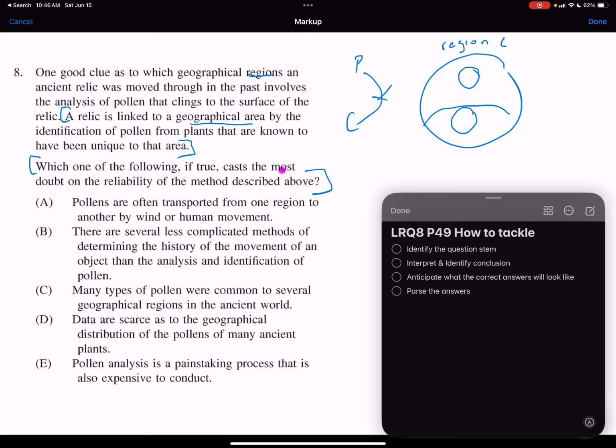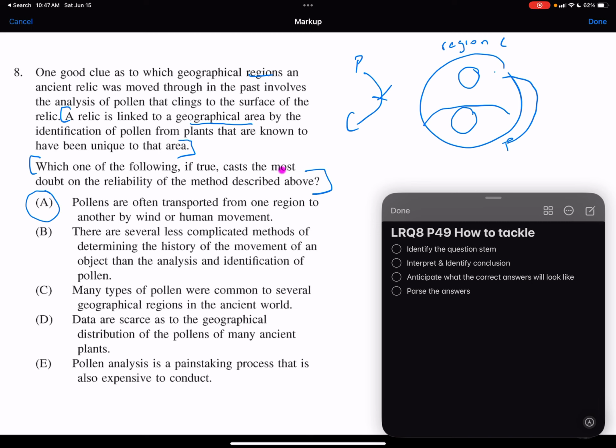Now, what if the pollen here, and we're doing our anticipation, moved from south circle by trade or whatnot to north circle and clung on to an artifact in northern circle? Scientists today would be looking at that northern artifact thinking that it's from south circle, right? So that may be an answer choice, and it's what A picks up on. Pollens are often transported from one region to another area by wind or human movement. This is a good answer choice.